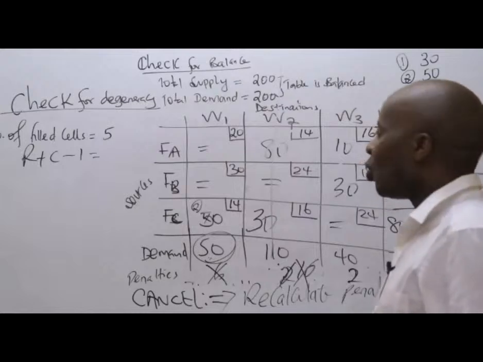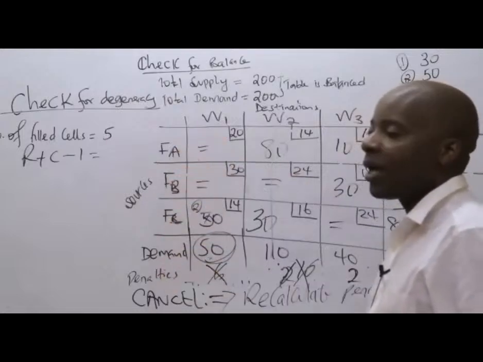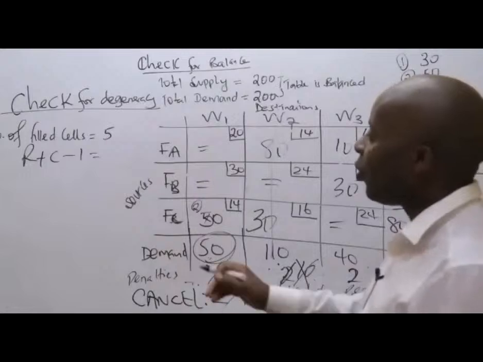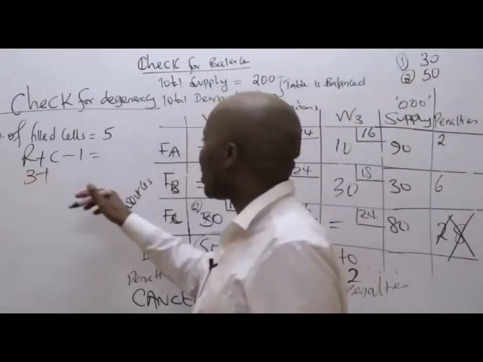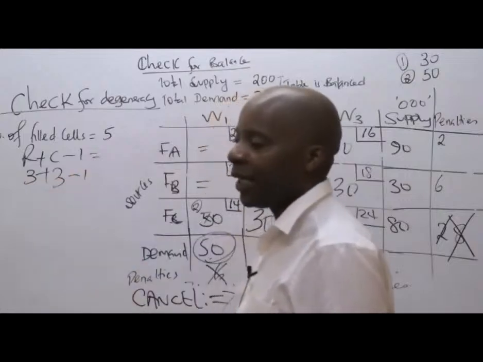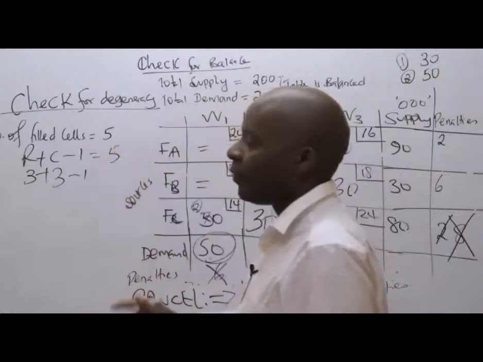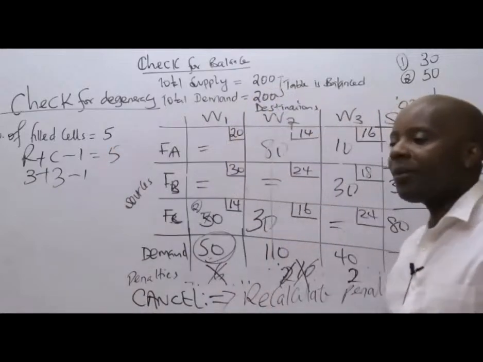So rows, how many do we have? Rows means sources. 1, 2, 3, don't count the demand. Rows, we have 3. Columns, we have got how many? 1, 2, 3. Columns are 3. So 3 plus 3 minus 1, as Edward is telling me, is 5. So ladies and gentlemen, listen.